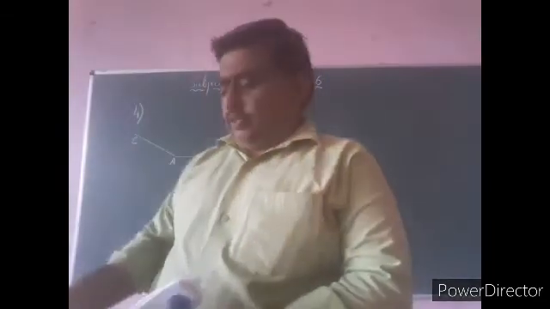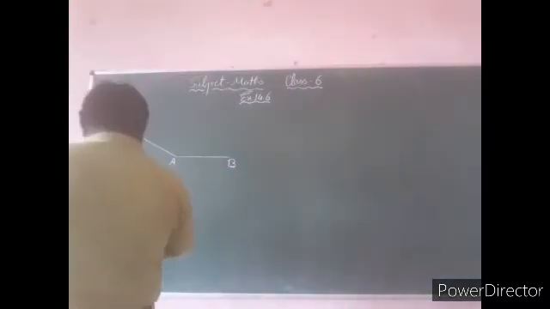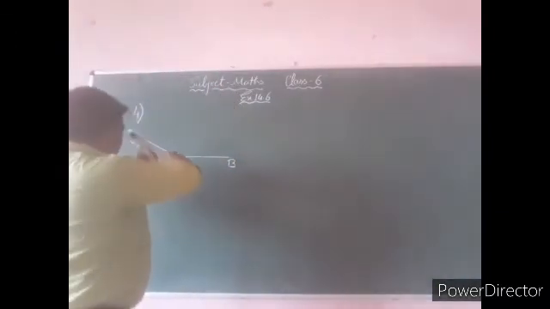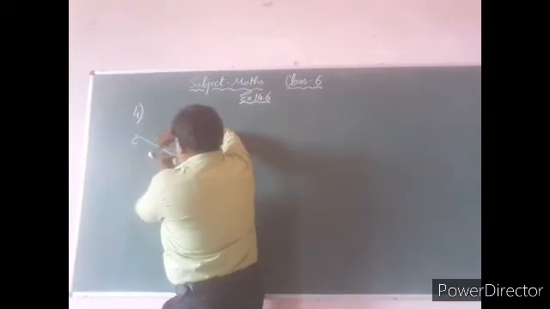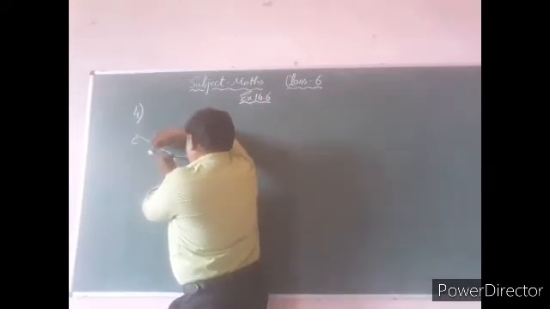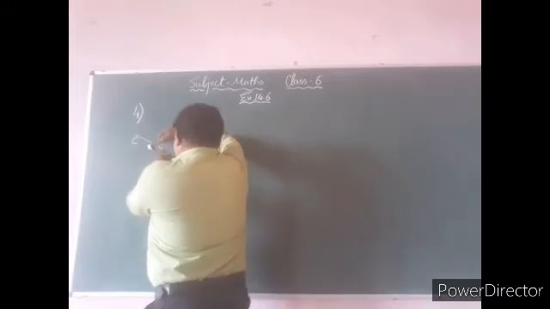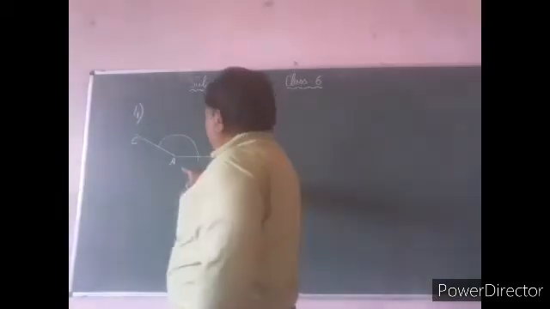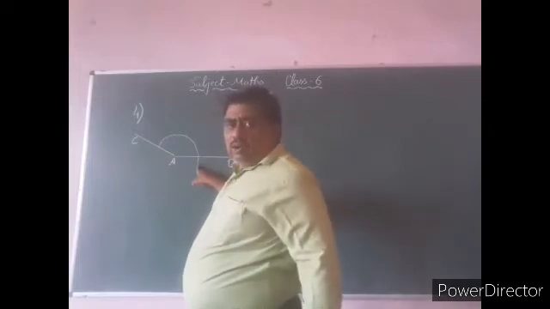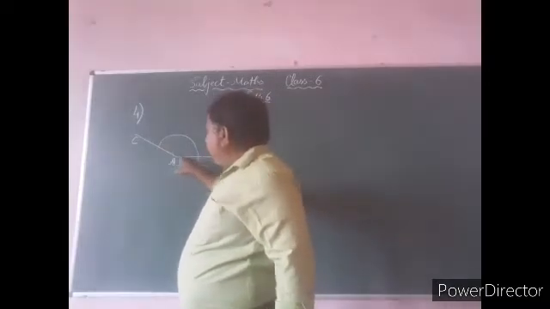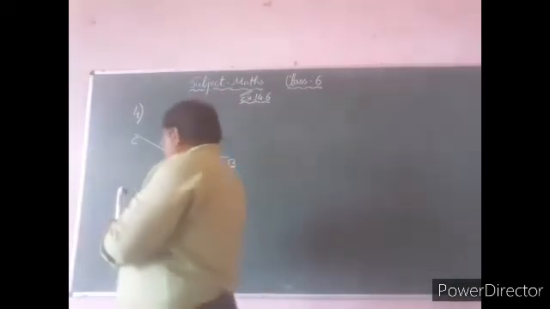Now, make an arc of any radius taking A as the center. Here in this way, A as the center. Taking A as the center, mark an arc of any radius. Now bisect this angle CAB.